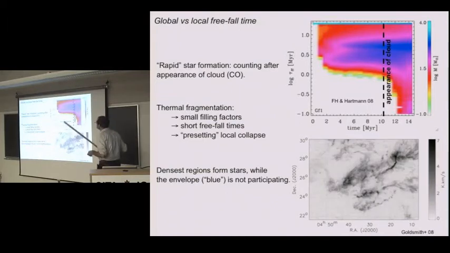Okay, so what you can see here is thermal fragmentation leads to small filling factors, short freefall times, and local collapse. And it's only, of course, in dense regions that form stars, but the envelope, which is just the blue stuff here, the diffuse gas, is never taking part while gravitational collapse is taking place. It's not participating in the actual star formation, which is what we want. So we want to keep the bulk of the gas out of the star formation process.